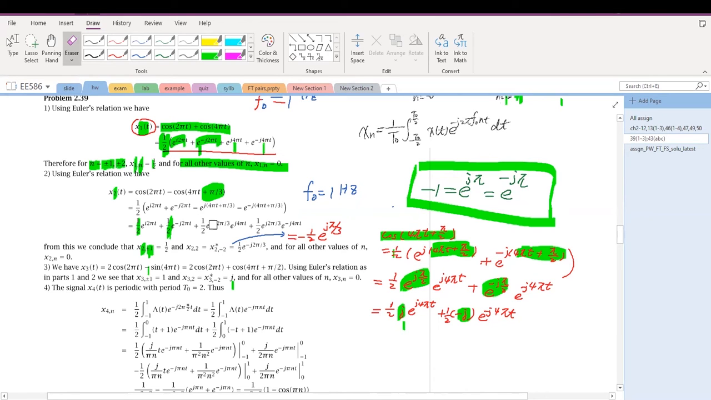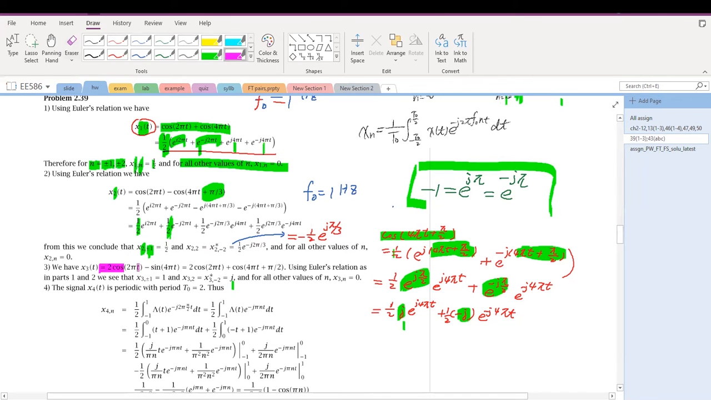And therefore, using this formula here, the coefficient will be half, when n equals 2, it will be equal to half e to the power minus j 2 pi divided by 3. So either way, in the quiz, if you use e to the power j pi over 3, you need to have a minus in front. Or if you don't have the minus sign here, you need to convert using this formula here. Either way, we're fine.